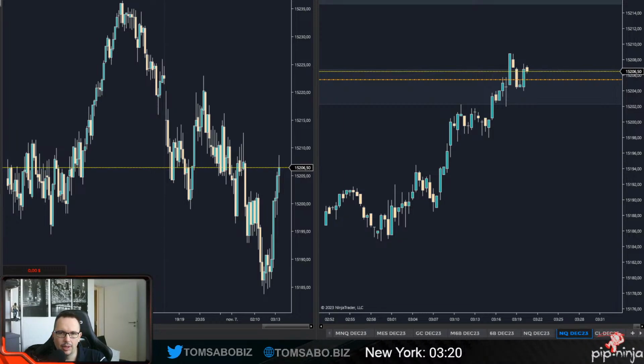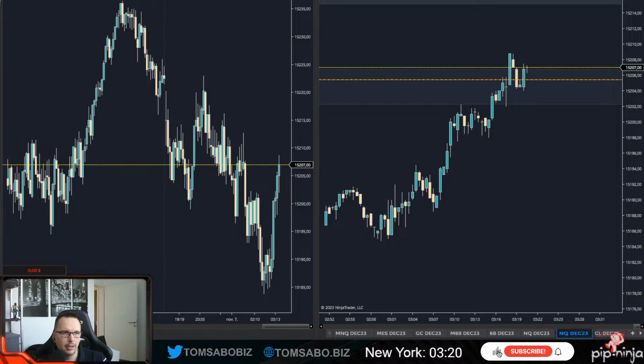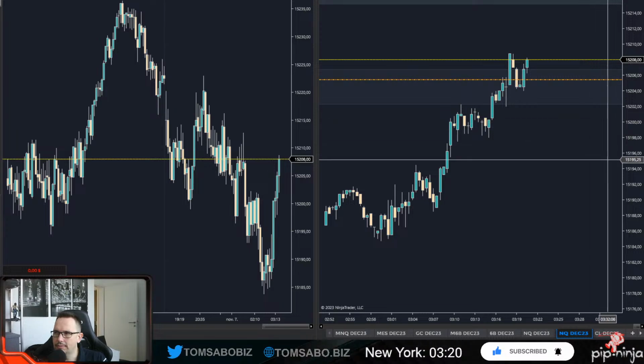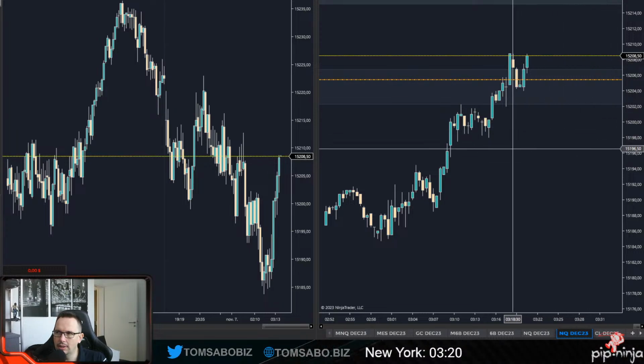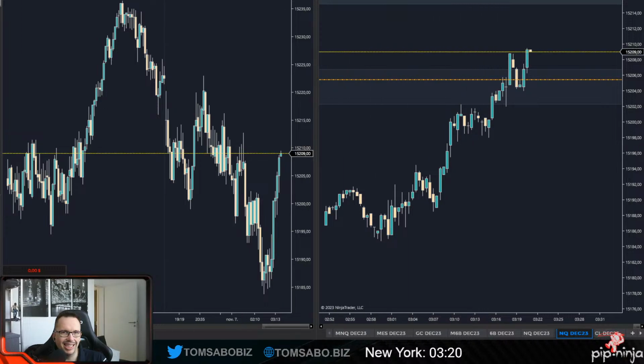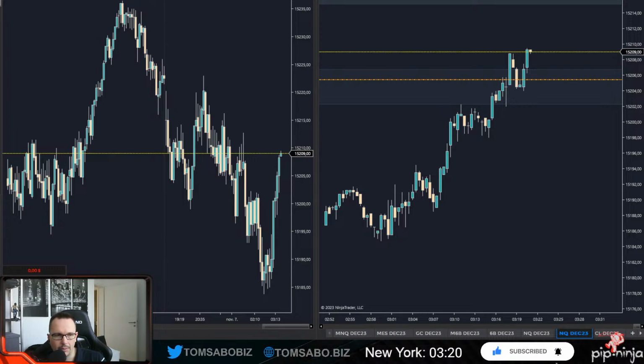So far, I'm looking at the 1 minute on my other screen. There's nothing on the 1 minute, nothing on the 5 minute, nothing on the 15 minute. We are around midnight open, hovering here. It does look like it wants to go further. It wants to go further up.